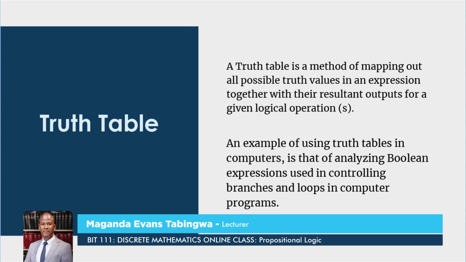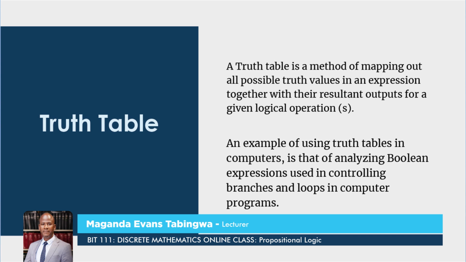A truth table is a method of mapping out all possible truth values in an expression together with their resultant outputs for a logical operation. What are we saying? If you have two simple propositions which have truth values of T or F, and a logical connective is applied on those two to form a complex proposition of P plus Q, then to get the output value, you use a truth table to first represent the input side and then the output side.